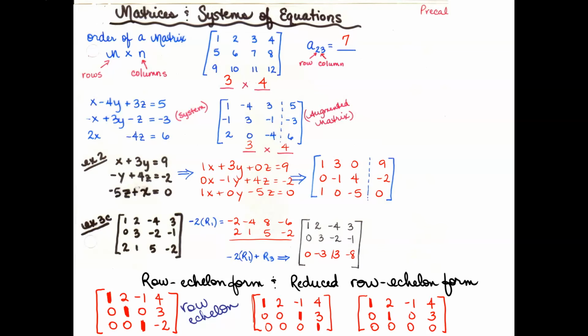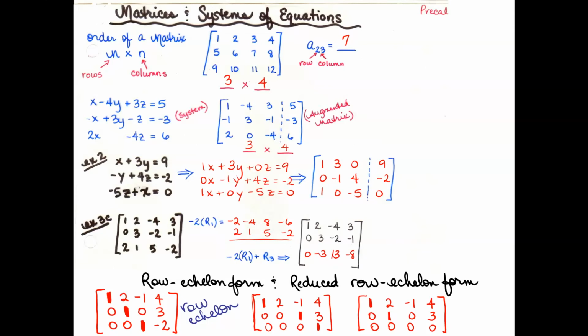We call that a leading 1 because it's a 1 that's leading the numbers, right? The leading 1 in a higher row has to be further to the left than a leading 1 in a lower row. So you can see in the first row, the leading 1's further to the left than the second row, and in the second row, it's further to the left than the third row. So that is row echelon form.